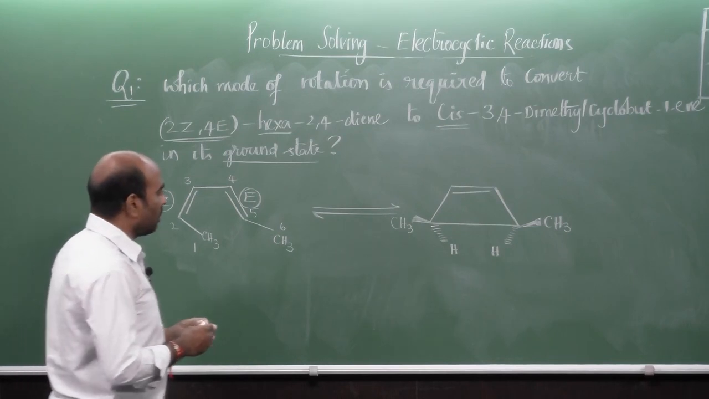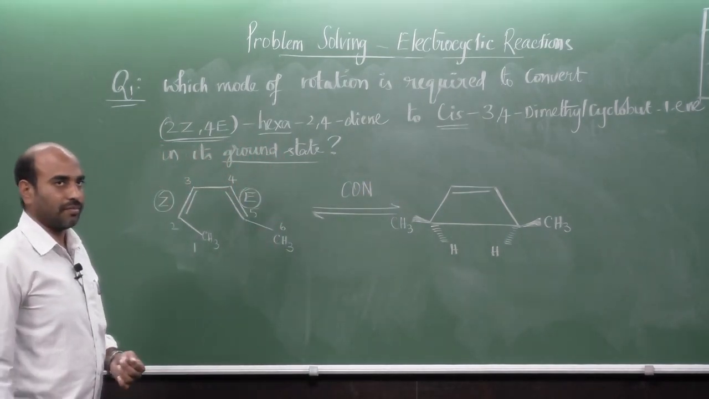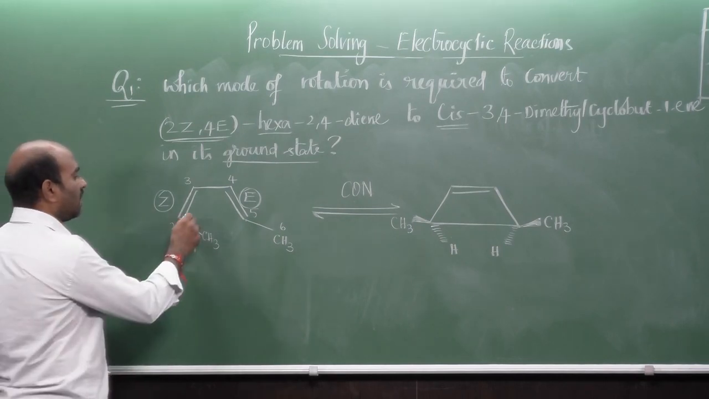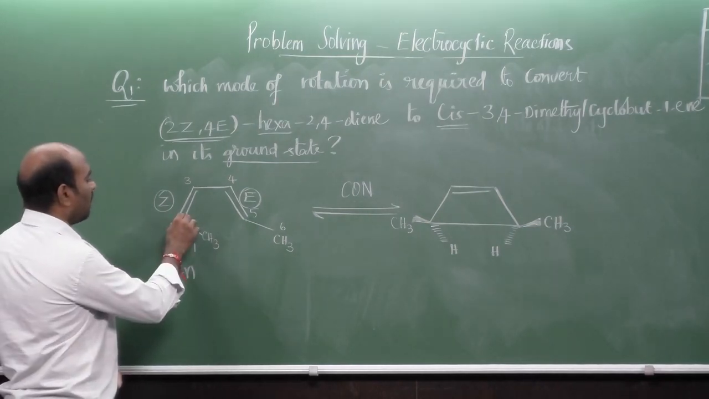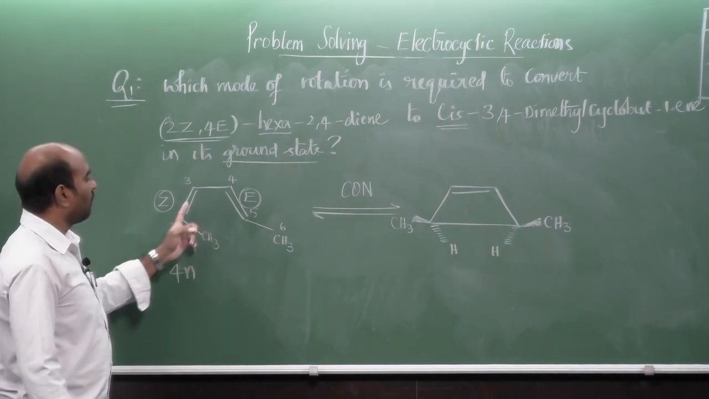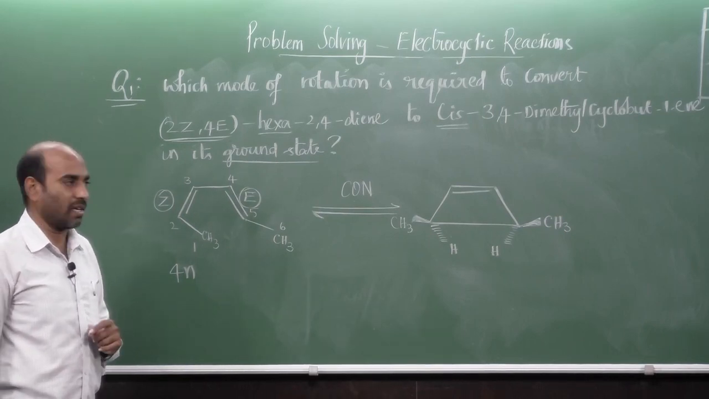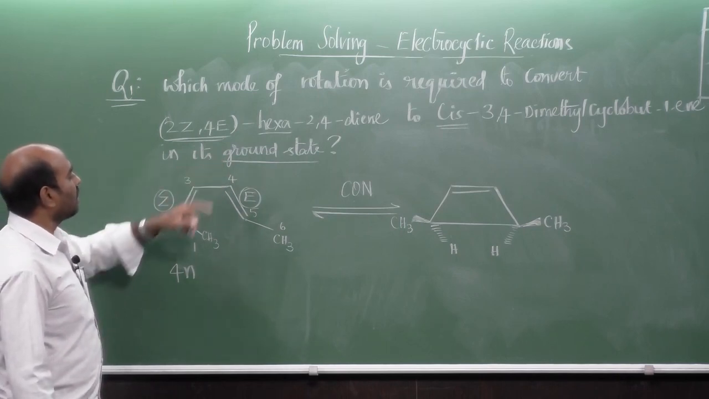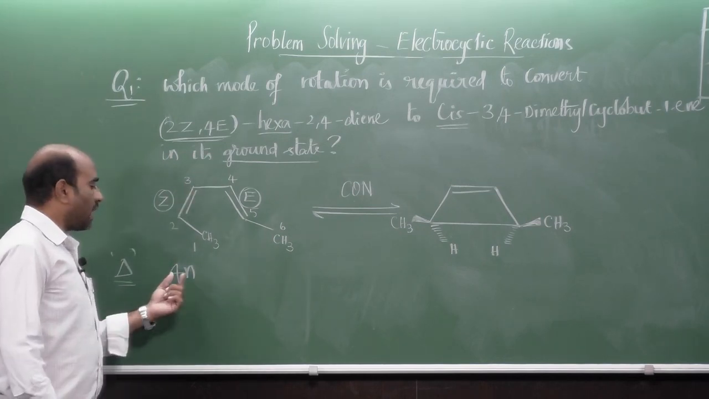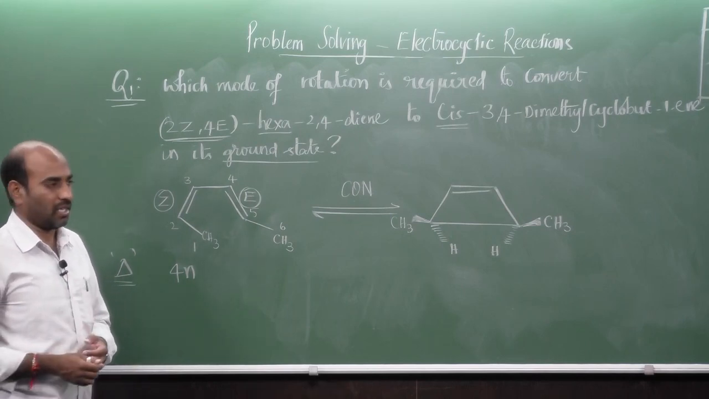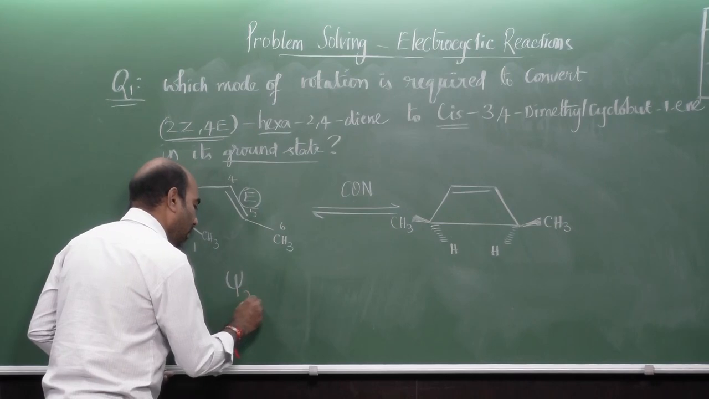So, therefore, tentatively we came to a conclusion that con mode of rotation is required. How do you prove it? Let us go through the reaction now. So, this is a 4n pi electron system. How many double bonds are there? 2 double bonds are there and 4 sp2 carbon atoms are there. Therefore, definitely 4 pi molecular orbitals must be there. And as this reaction is happening under thermal condition, in a 4n electron system, first identify the HOMO. What is the HOMO here under the ground state? So, psi 2 is the HOMO.